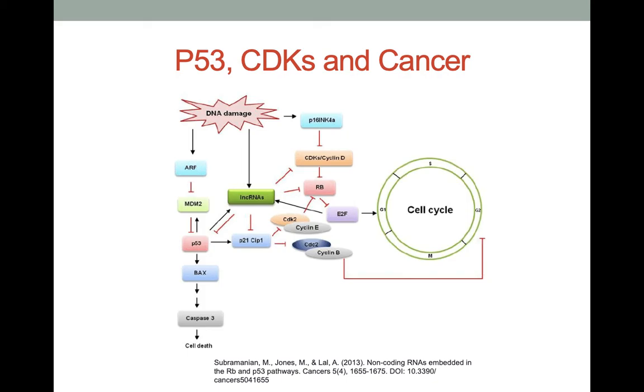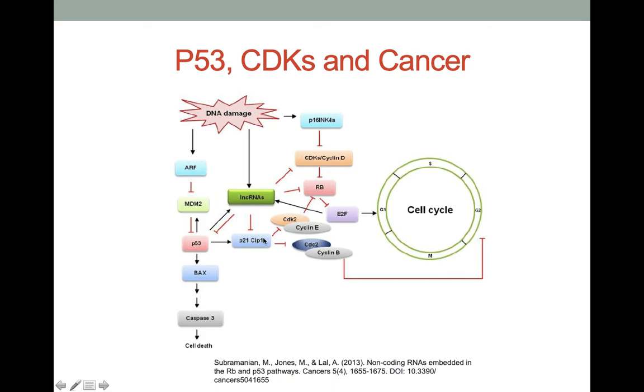P53 and CDKs in cancer. One of the last things I wanted to talk about was how some of these CDK molecules can be used in cancer treatments. Now, P53 is probably the most well-studied and common tumor suppressor gene located in human cancer patients. So it's found in many cancers. When functioning properly, P53 serves as a transcription factor and causes the cell to produce P21. So we kind of see that here.